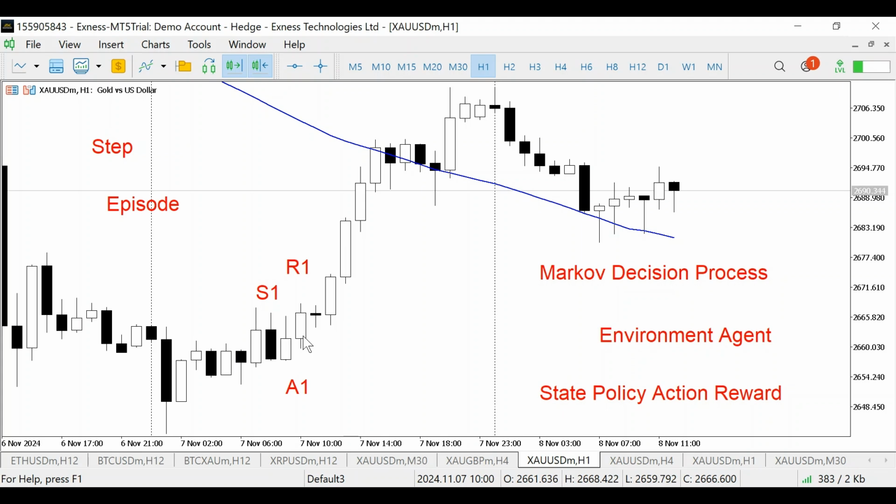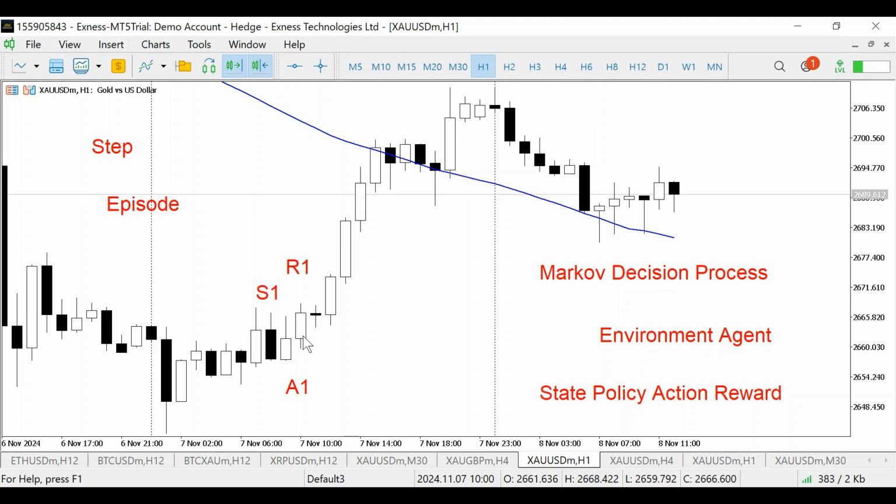A Markov decision process comprises the following: environment, agent, state, policy, action, reward. So now let me explain each thing. First, the environment.